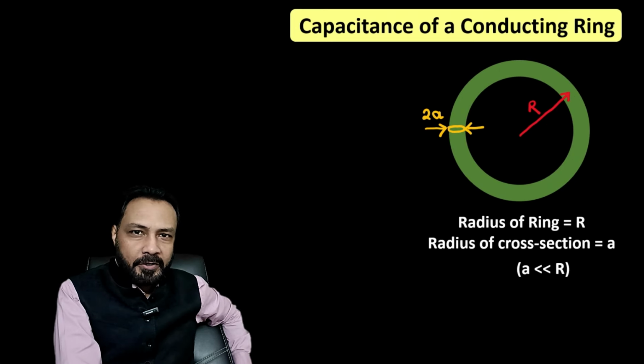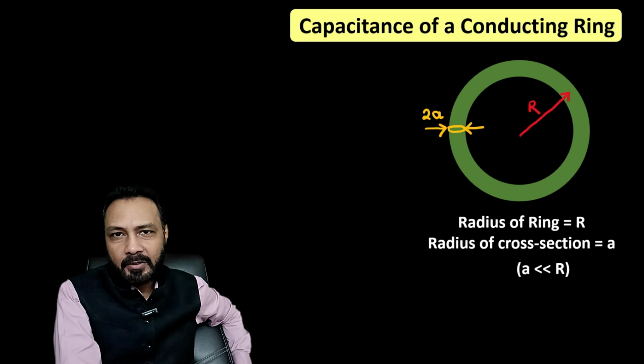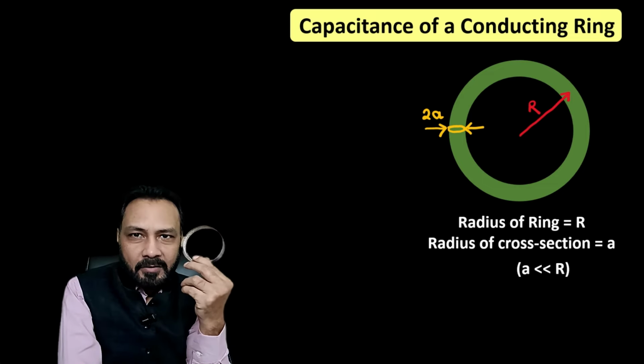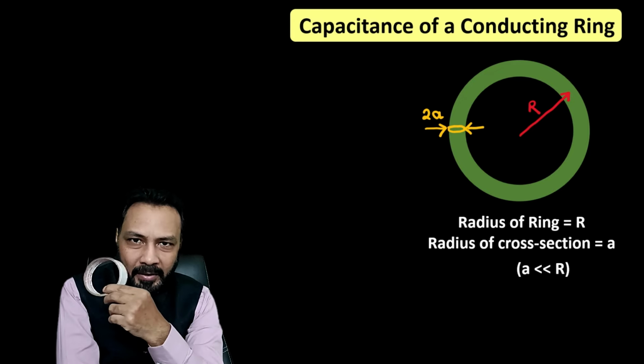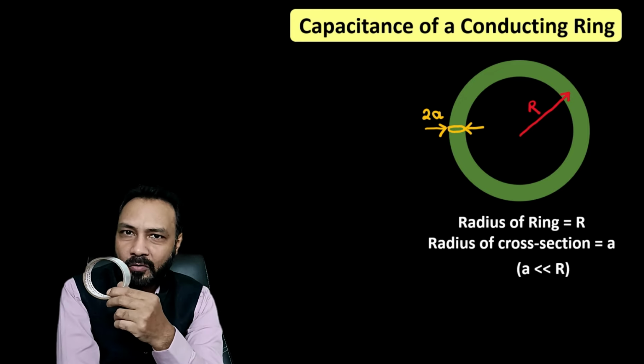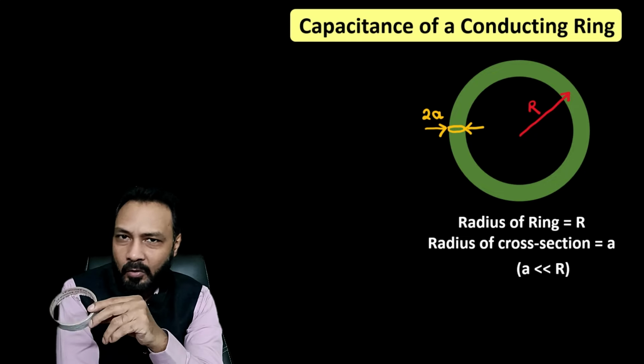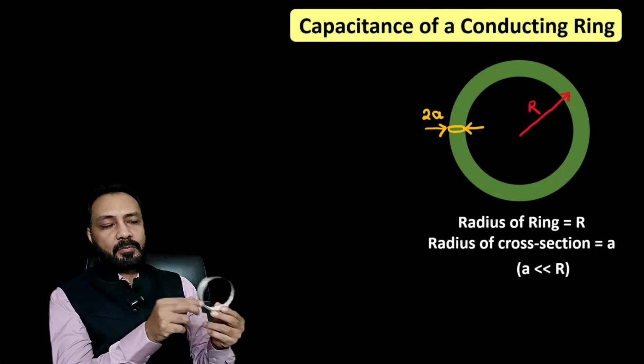In this video I'm going to take a very challenging problem of electrostatics in which I'll calculate the capacitance of a conducting ring. Obviously, when we talk about capacitance, the material has to be a conductor. So suppose I have a metal ring like this, and I want a uniform charge distribution so that my calculation can be easy. For that to happen, I will make some assumption.